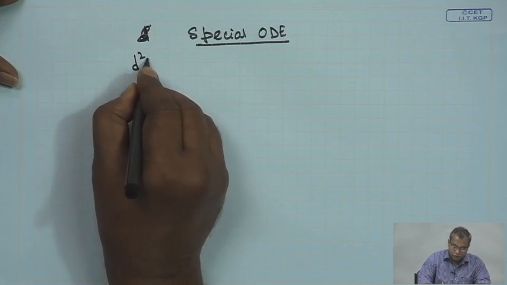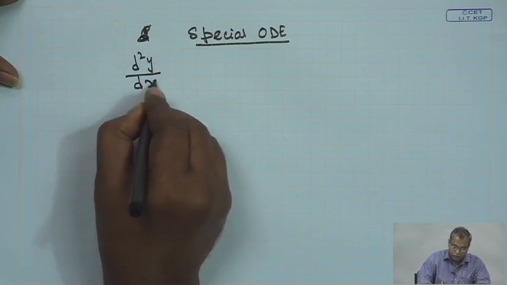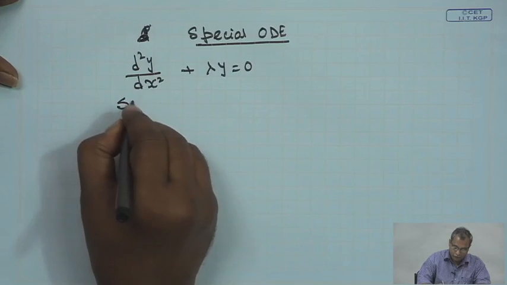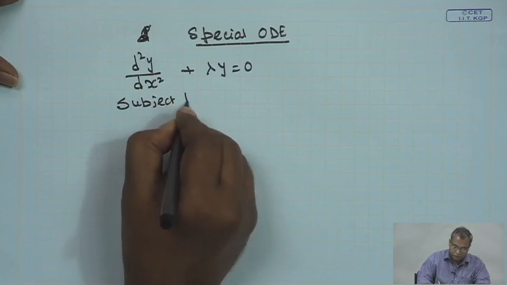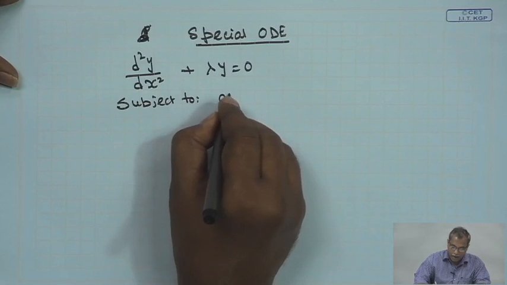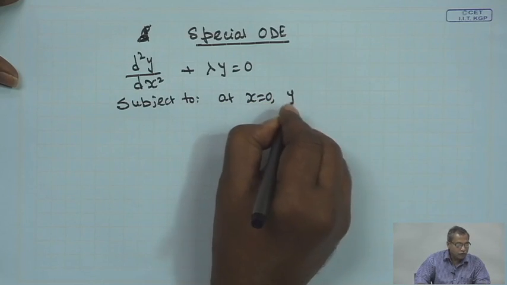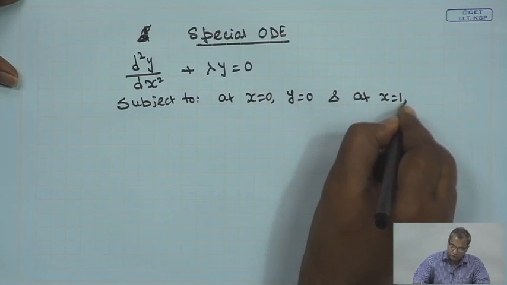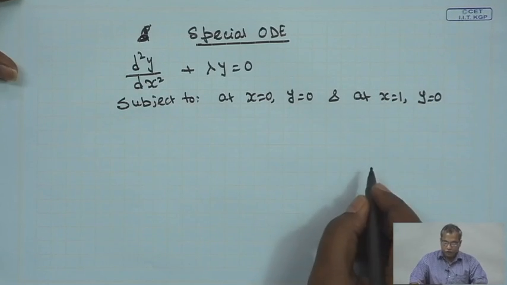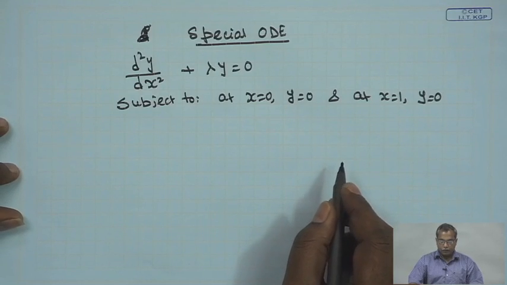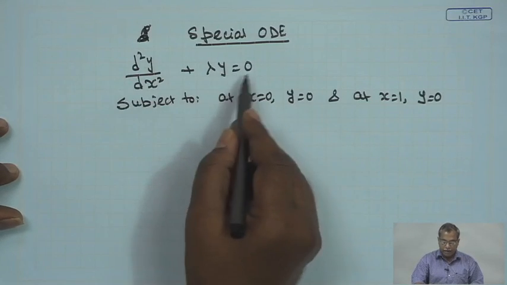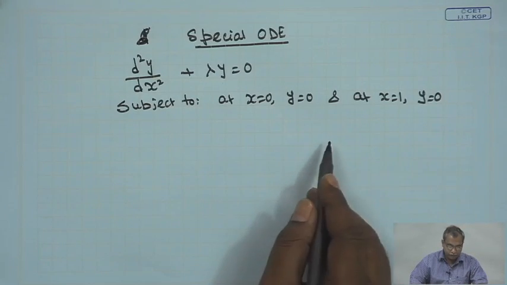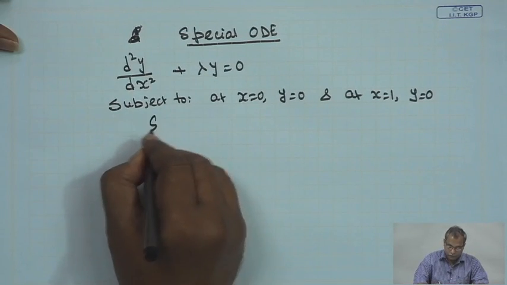First, we will be looking into an ODE in the form of d square y dx square plus lambda y is equal to 0, subject to, at x is equal to 0, y is equal to 0, and at x is equal to 1, y is equal to 0. So, both boundary conditions are homogeneous in this particular type of ordinary differential equation. So, what is the solution of this ordinary differential equation?